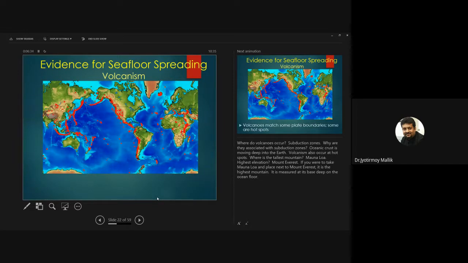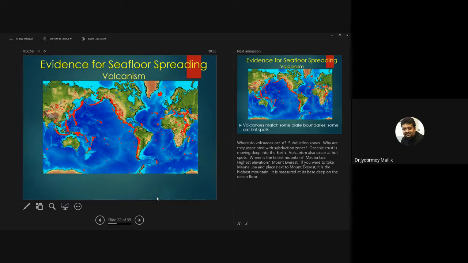What we also observe is that most of the volcanoes are also concentrated along the plate boundaries. There is a very fundamental difference between the lava that comes out from the mid-oceanic ridge and the one that comes out from subduction zones. In the mid-oceanic ridge, what you will find is mostly mafic magma.